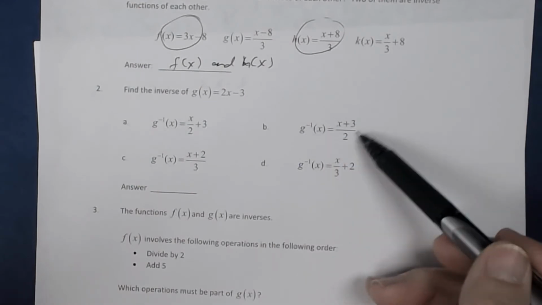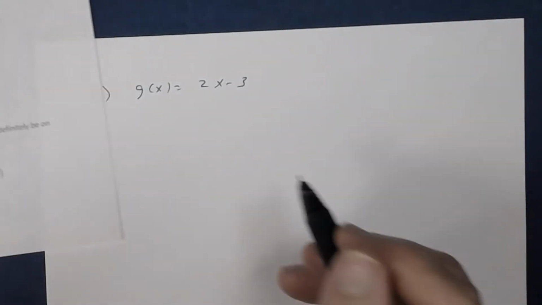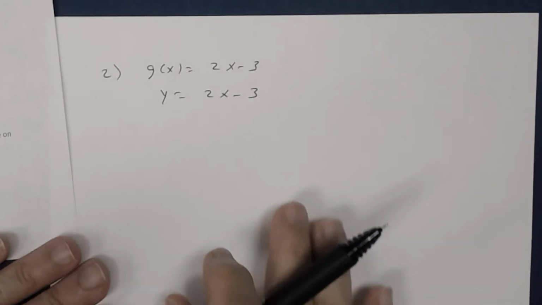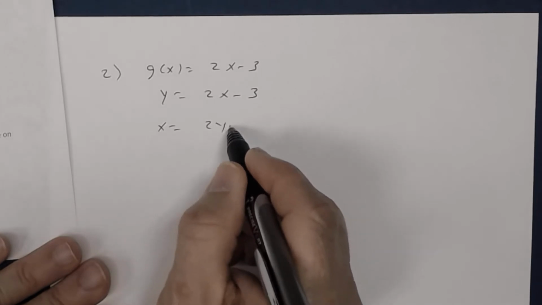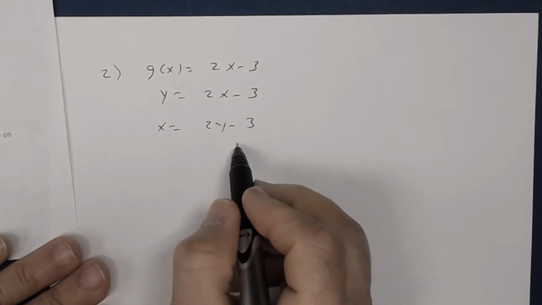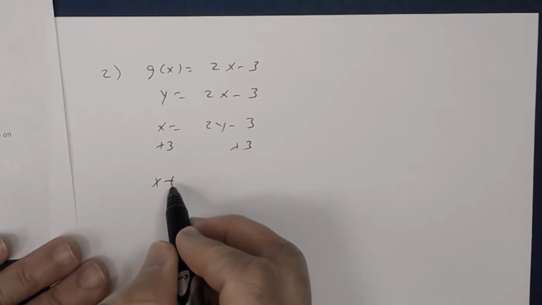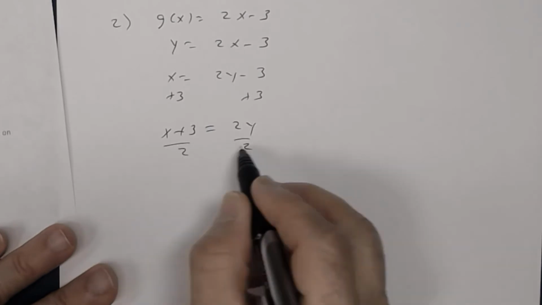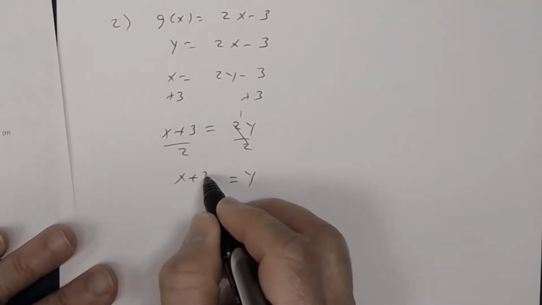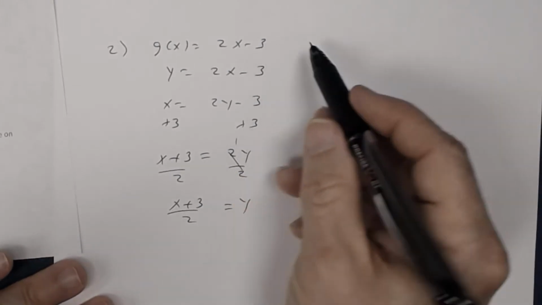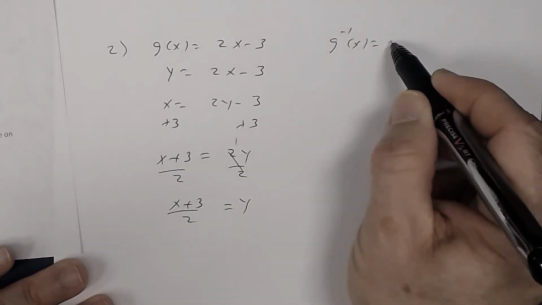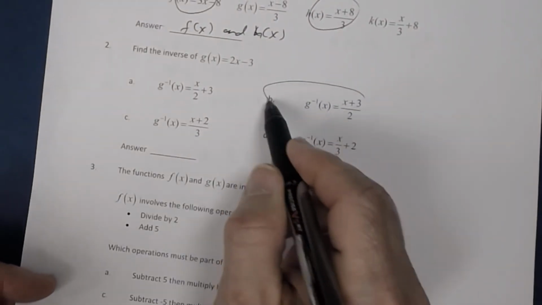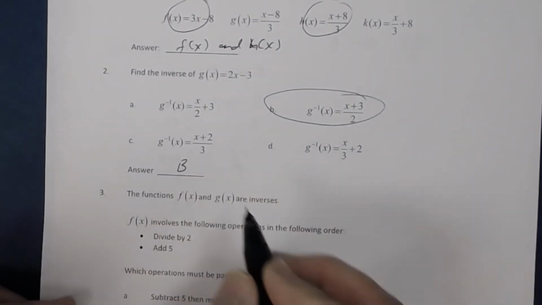So you think this one's it, right? Let's actually do the work. So we get y equals 2x minus 3. Interchange the coordinates. We get x equals 2y minus 3, and we got to solve for y. So I'm going to add 3 to both sides. So I get x plus 3 is equal to 2y. And then finally, we got to divide by 2. And so I get y equals x plus 3 divided by 2. That's the inverse, so g inverse of x is going to equal x plus 3 divided by 2. And that was the one we kind of said, right here. So that's going to be B.